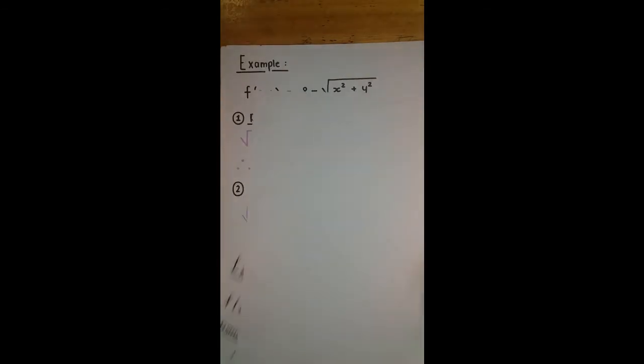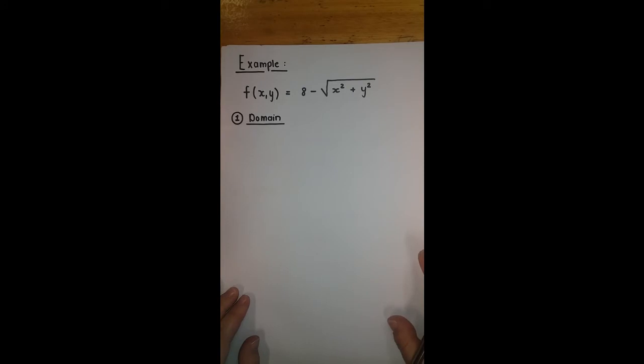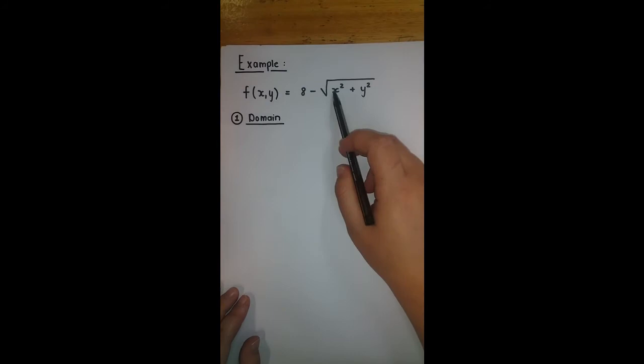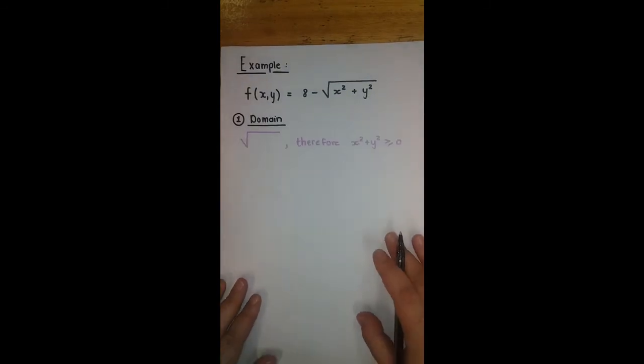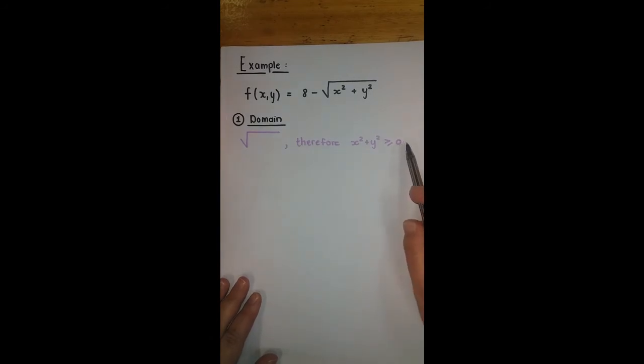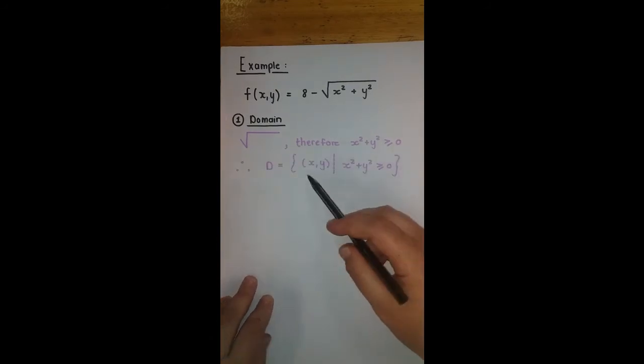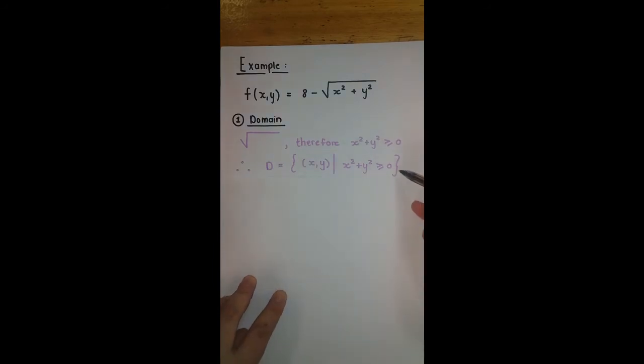Another example would be f of x, y is equal to 8 minus square root x squared plus y squared. Now this is where things become interesting. So for the domain, we once again have to look where x squared and y squared would not be defined. Now since x squared plus y squared is within a square root, we know that whatever's in the square root needs to be greater or equal to 0. Therefore, x squared plus y squared have to be greater or equal to 0. And the domain would be written in this notation.